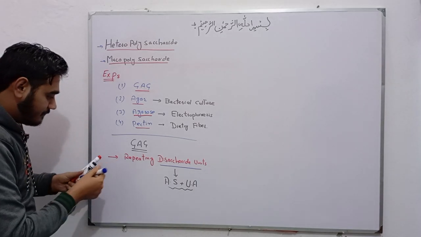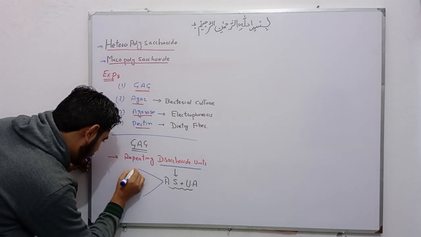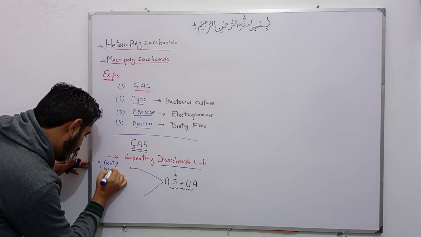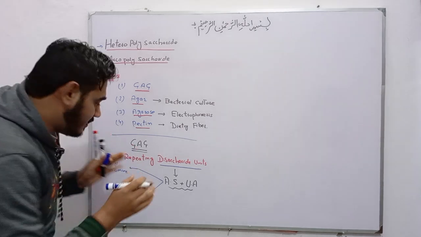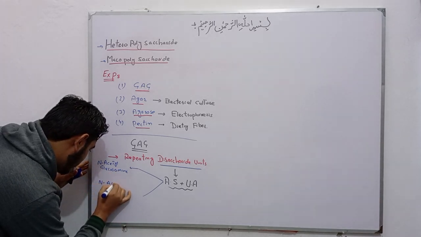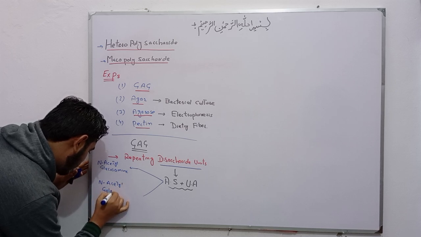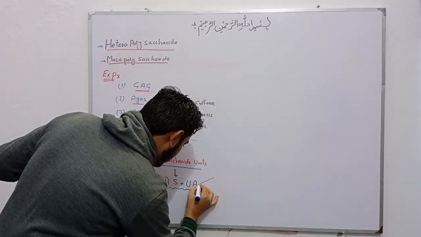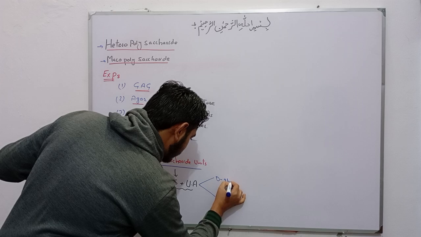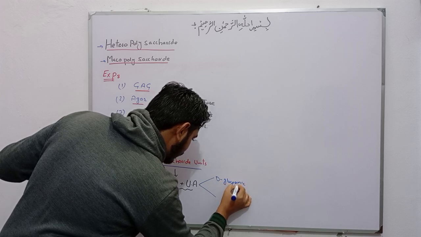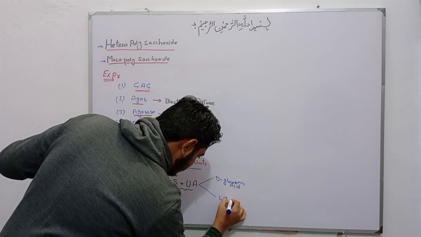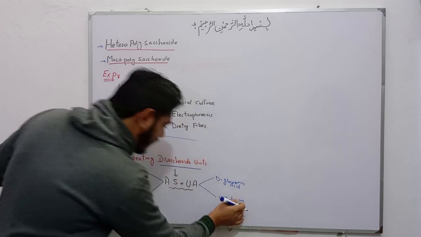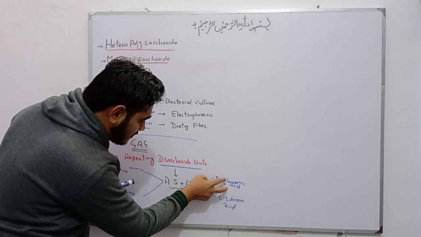Students, this amino sugar can be N-acetylglucosamine, or it can be N-acetylgalactosamine. Students, uronic acid can be D-glucuronic acid or L-iduronic acid. This L-iduronic acid is basically the epimer of D-glucuronic acid.